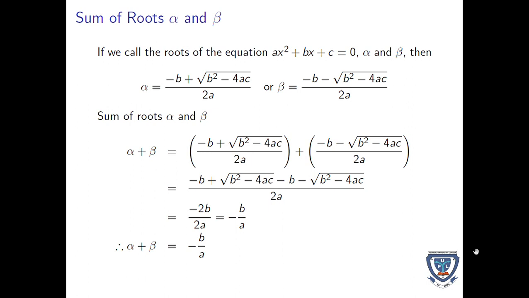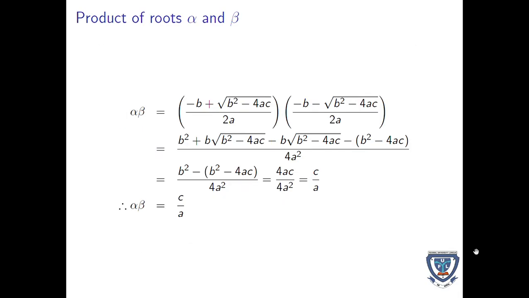Now, sum and product of roots, alpha and beta. If we call the roots of the equation ax squared plus bx plus c equal to 0 as alpha and beta, then alpha will be minus b plus square root of b squared minus 4ac all over 2a, while beta will be minus b minus square root of b squared minus 4ac all over 2a. And their sum will become minus b over a, and their product will be c over a. This is how we generated it from first principles.